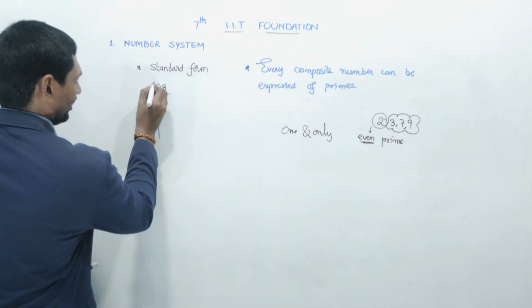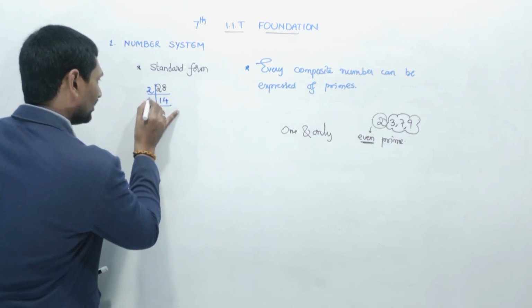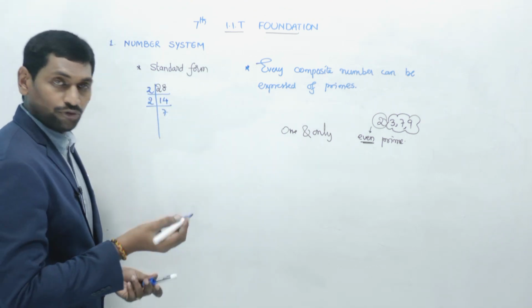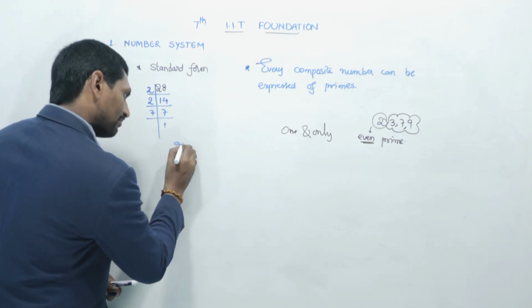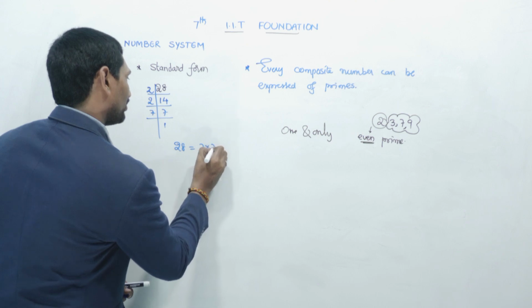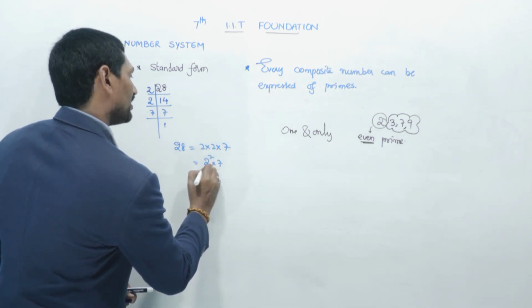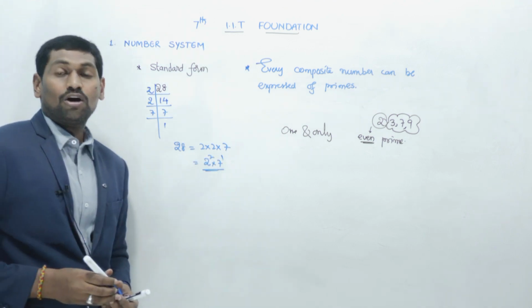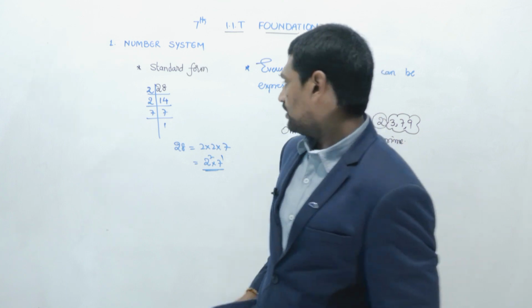Now I am taking the 2 table here. 2 14s are 28. 2 7s are 14. 7 is a prime number. 7 1s are 7. So 28 can be expressed as 2 into 2 into 7. 2 into 2 is nothing but 2 square, into 7. This is the standard form of the composite number 28.